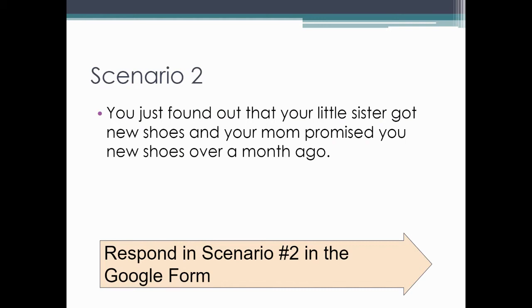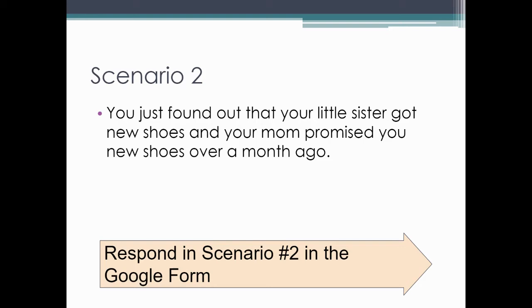All right, scenario 2 is up. So you're going to respond to scenario number 2 in the Google form. So the scenario is that you just found out that your little sister got new shoes and your mom promised you new shoes over a month ago, right? So you can substitute shoes with whatever would make you angry, right? So maybe little sister got a cell phone and you don't have a cell phone, right? That's something that would definitely, I'm sure, set a lot of you off.